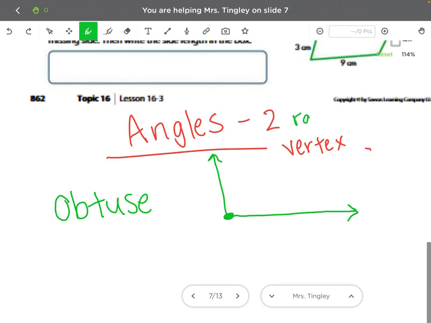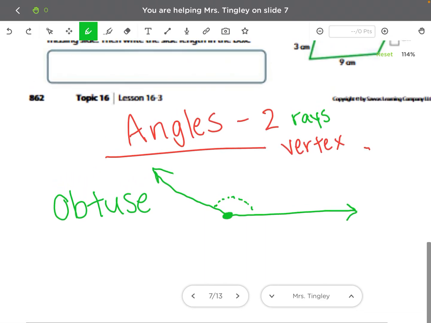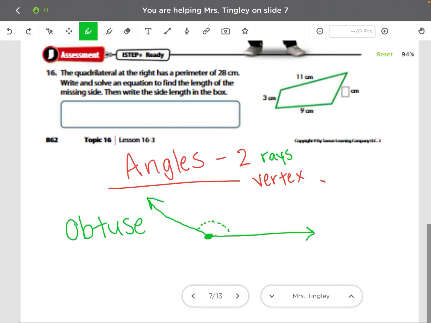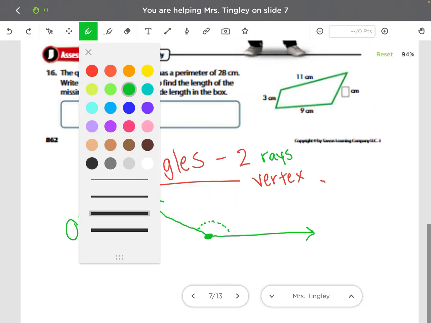I'm actually going to change our wording here, and instead of saying 2 lines, we'll put 2 rays. Now I want you to make these rays really far apart. So we're looking at this angle right here. Now you can see that it is wider. It is very wide. That is an obtuse angle.